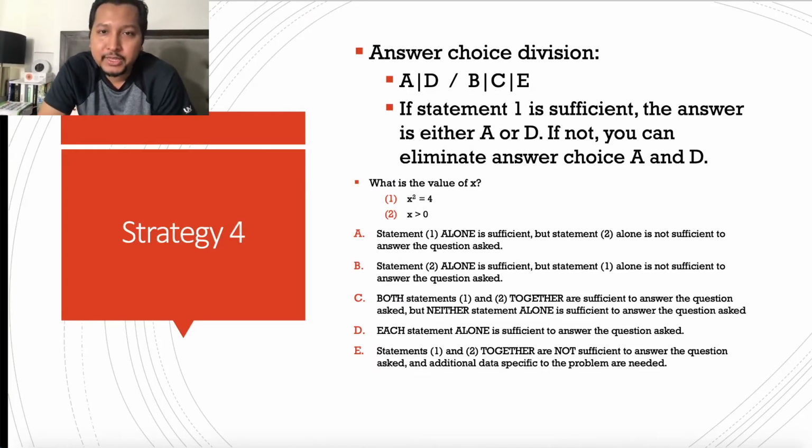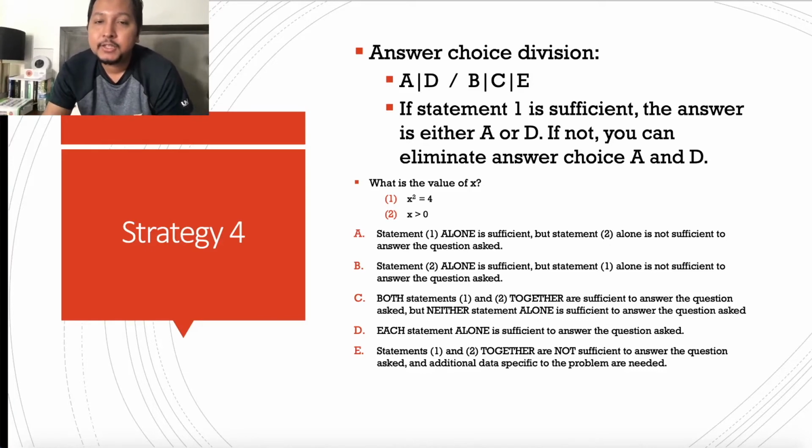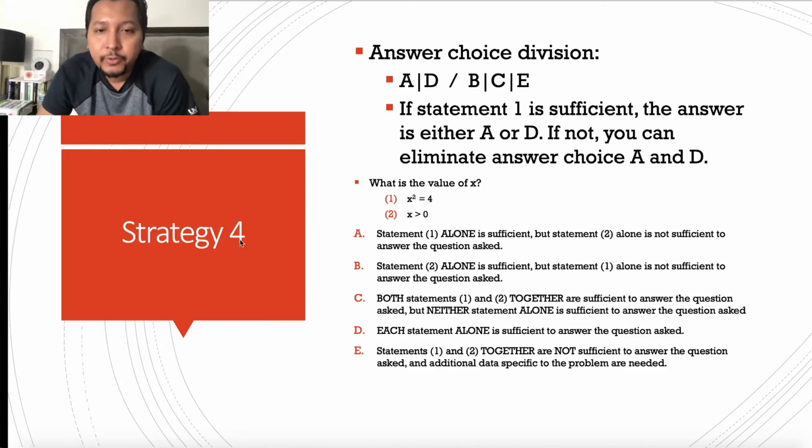Strategy 4 would be dividing the answer choices into two subsections, A, D and B, C, E. So what do I mean by that? When you're trying to solve this question, if you look at statement 1 and you see, okay, this is not sufficient information for me, you can right away eliminate answer choice D, because if statement 1 doesn't give you enough information, then D cannot be the answer, and A is not the answer as well. So you are only left with B, C and E.